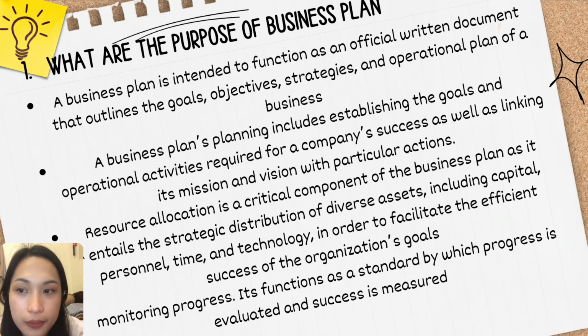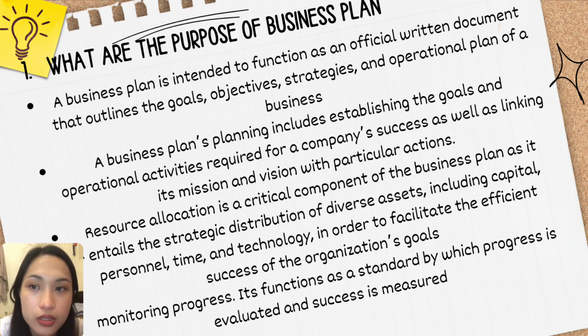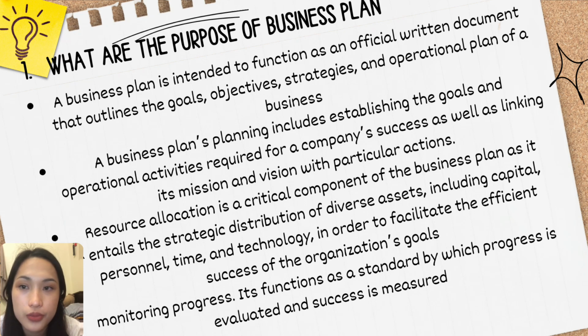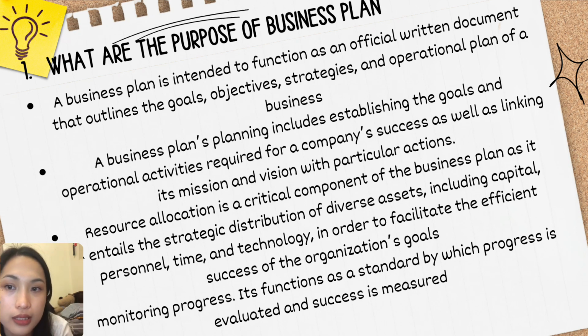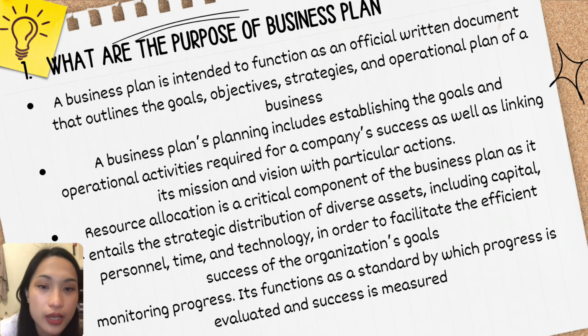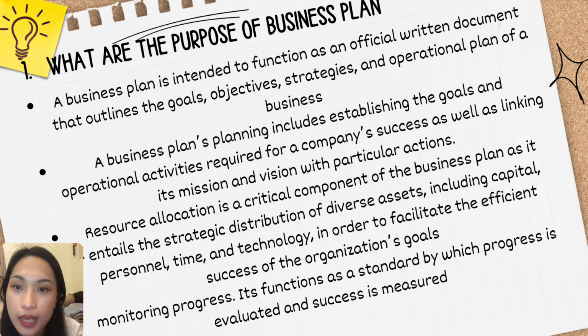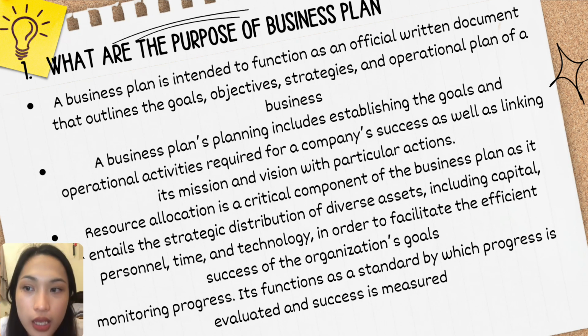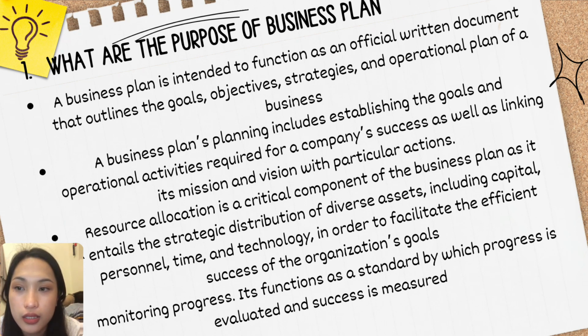its objectives. So the second one is business planning, which includes establishing the goals and operational activities required for company success, as well as linking its mission and vision with particular actions. Planning and forecasting are critical components of a business plan because they guide decision making, optimize resource utilization, and communicate the company vision.